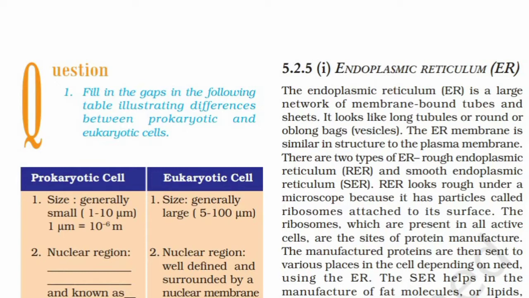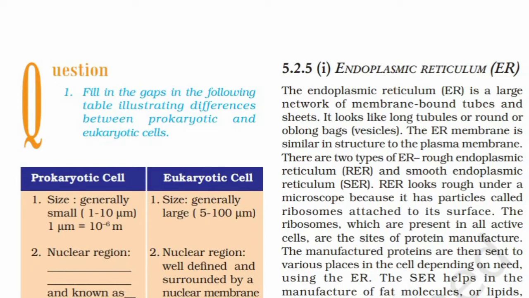The ER membrane is similar in structure to the plasma membrane. There are two types of ER, rough endoplasmic reticulum (RER) and smooth endoplasmic reticulum (SER). RER looks rough under a microscope because it has particles called ribosomes attached to its surface.